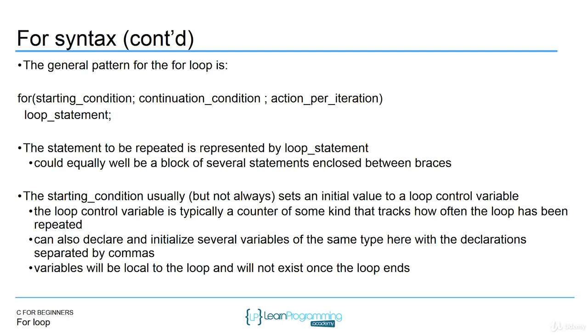You can also declare and initialize several variables of the same type here with the declarations separated by commas. So you can have multiple initializations here, multiple variables. Now, depending on what C compiler you use, you may not be able to declare those variables inside the for statement. If you use anything below the C99 compiler, you have to declare the variables outside of the for statement, and then you would just initialize them where the starting condition says. But we'll go through some of those examples. The starting condition is where you initialize variables. It's the loop control variable, and it's named for that reason because it controls how often the loop is going to execute. It's when you initialize it.